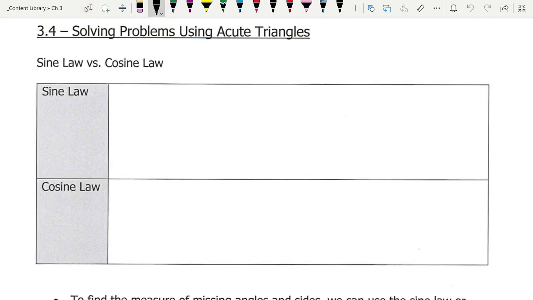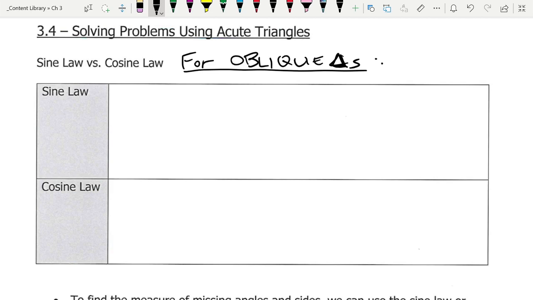So when do I use the sine law? Well, first of all, both of these laws are for oblique triangles. That's a triangle symbol. They're for oblique triangles, right? Obviously, if I have a right triangle, I'm just going to go back to grade 10 and use SOHCAHTOA. So when I don't have a right angle, I have to use either sine law or cosine law.